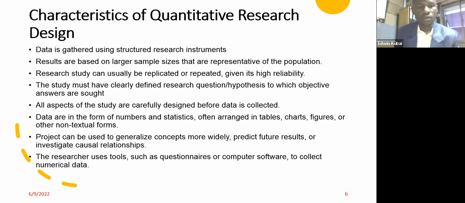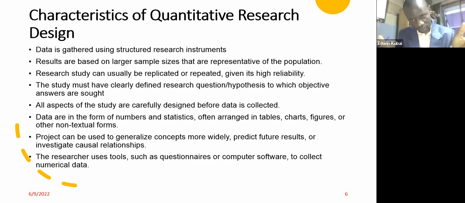Then data are in the form of numbers. The data you're going to collect is in the form of figures, the way I've said earlier on, or statistics, and often arranged in tables, charts, figures, or other non-textual forms. So if you're doing a quantitative research design, then your research findings will be in the form of tables. You can have charts, figures, and non-textual forms. Those are the things that accompany your data analysis when you're analyzing quantitative as opposed to qualitative data. Because if it's quantitative, people will want to see the frequency tables, people will want to see the charts, which kind of chart you are using.